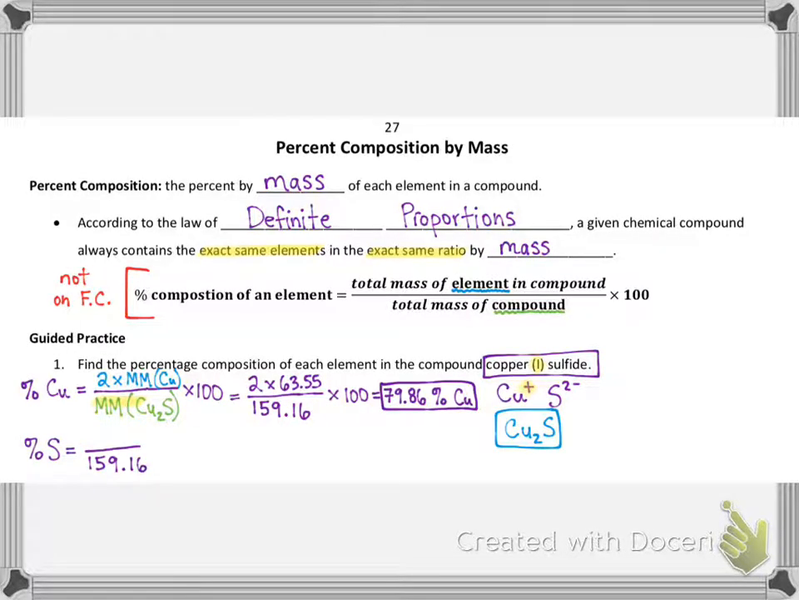The easy part is that the mass on the bottom is still the same, and there's only 1 sulfur. So I just have the molar mass of sulfur on the top. And now I can double check that when I add these 2 values together, they do indeed equal 100%.